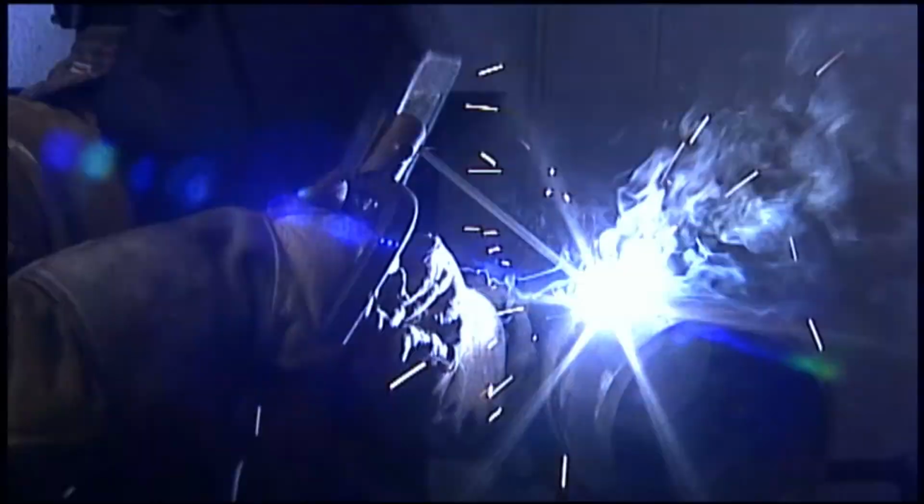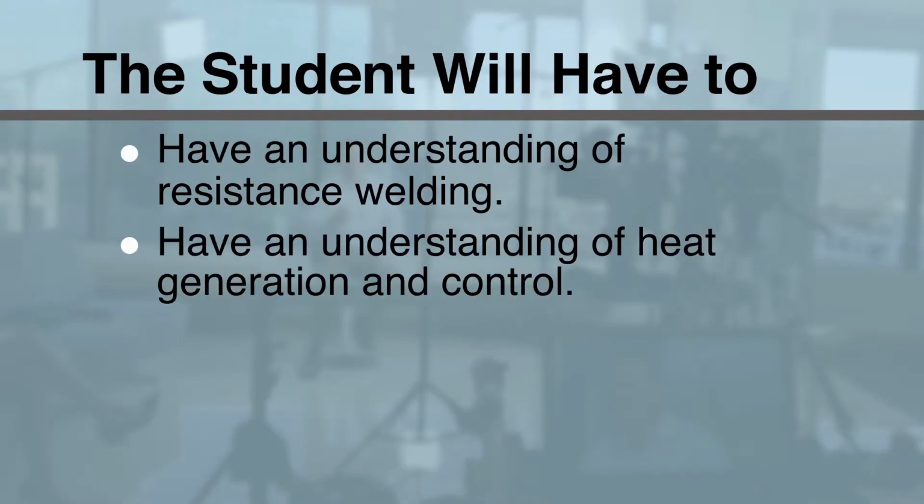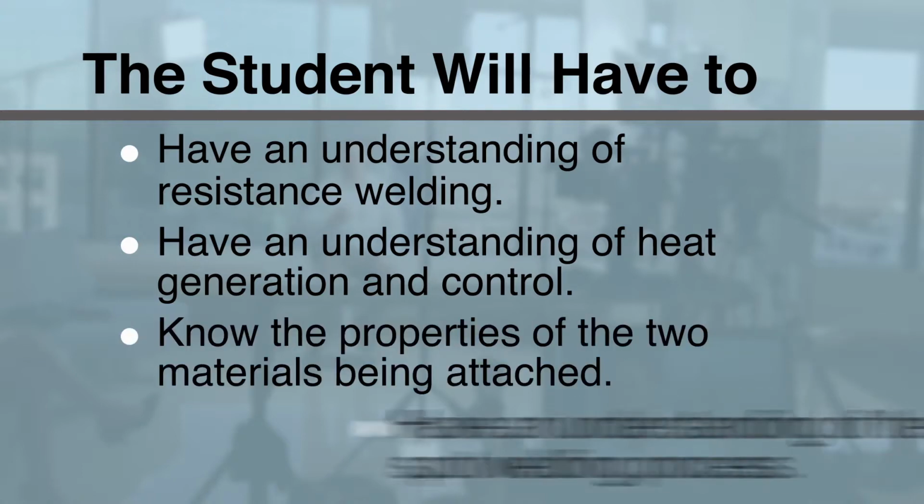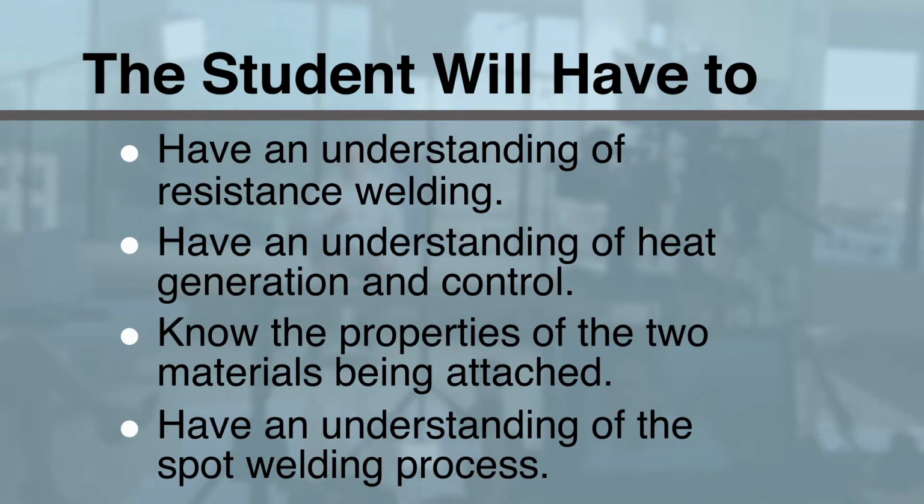In this example, for students to understand how to spot weld, they need to know the following: resistance welding, heat generation and control, different properties of the two materials being attached, and then the spot welding process. With the first 3 steps, need, audience, goals, and objectives, behind us, we now have a solid foundation to proceed.